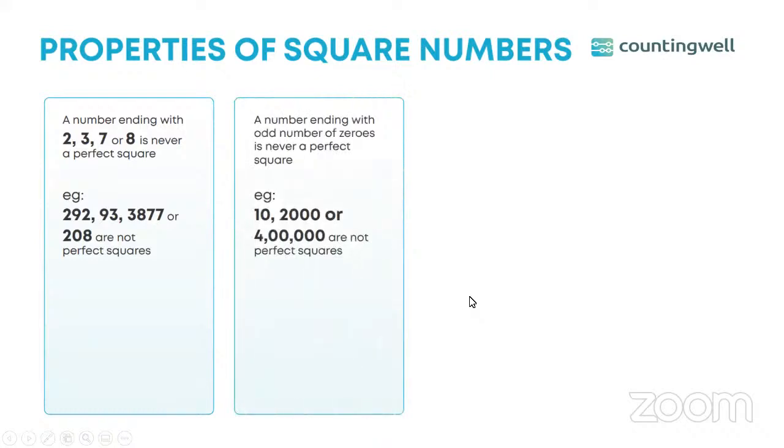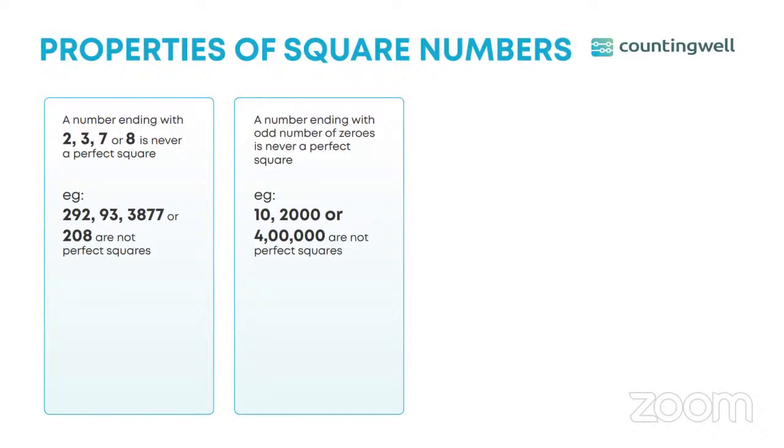Now, a number ending with odd numbers of zeros is never a perfect square. For example, we have the number 10. We can see the number of zeros here is 1. 1 is an odd number. That's why 10 is not a perfect square. Again, for the number 2000, we can see there are 3 zeros. 3 is an odd number. That's why 2000 is not a perfect square.